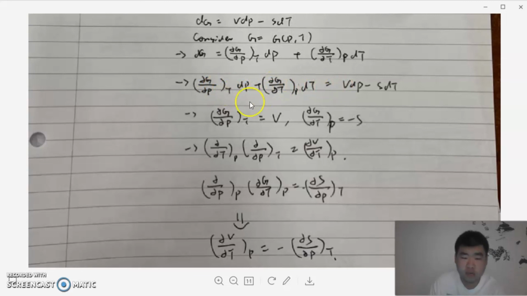After that, we already know that ∂G/∂P equal to V, and the other one equal to minus S. So let's replace them, and we get ∂/∂P times (∂G/∂T)_P equal to minus (∂S/∂P)_T. Then we got the result. So that's my part, and thanks for listening.